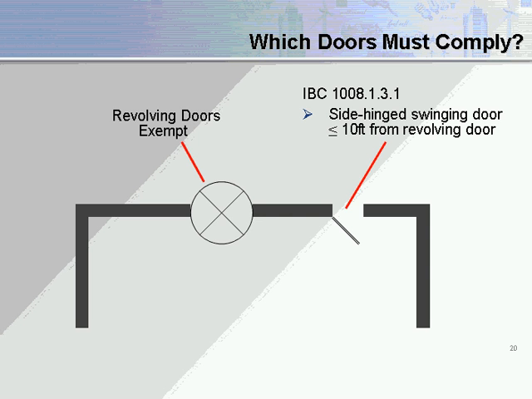Oftentimes you'll also see signs saying, please use a revolving door. So the revolving door would meet the intent of the IECC, but the side hinge swinging door next to it would be exempted. I would maintain it would be exempted from the code, and you wouldn't have to worry about that from a vestibule requirement standpoint.